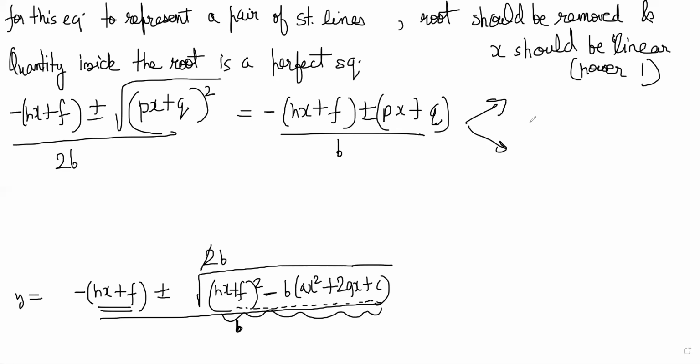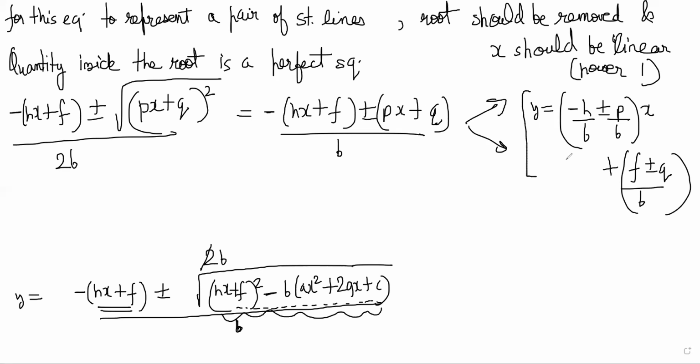Notice that if you write the equation separately, you'll get y is equal to minus h by b plus minus p by b x plus f plus minus q by b, right? This is what is y. And since this is plus minus, there are two actual equations. One is the first line, the second one is the second line, right?